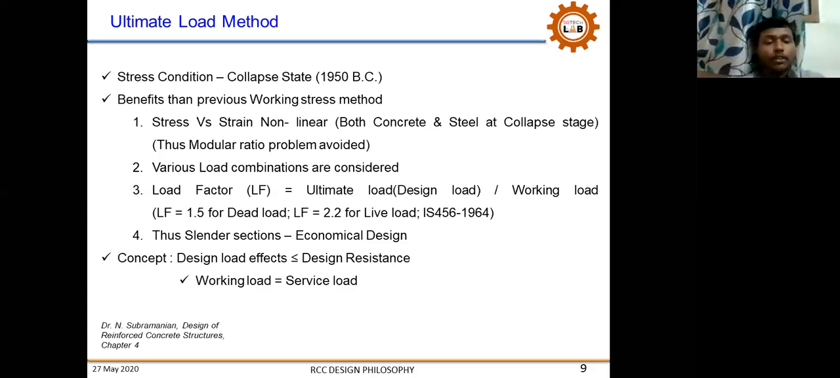So for dead load, they have found it to be 1.5, and for live load, they have found it to be 2.2. All these values are given in the IS 456 1964 version. So it will not be available in IS 456 2000. Okay, but these values have been given in that code book, and I have shown it as an example.